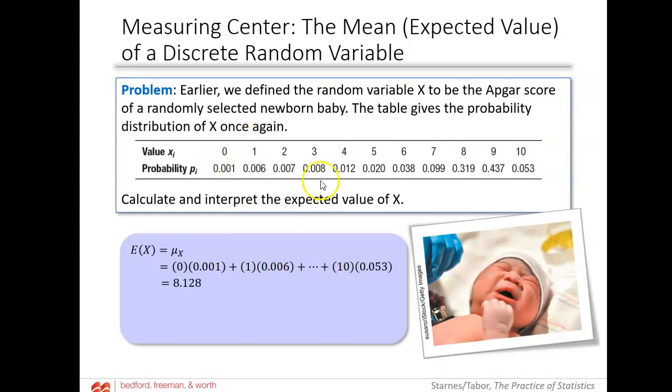Because mathematicians are too lazy and statisticians are even lazier. We don't want to write all that out. So the expected value here is 8.128. So what does that mean? If many, many, many newborns were randomly selected, their average APGAR score would come out to about 8.128.